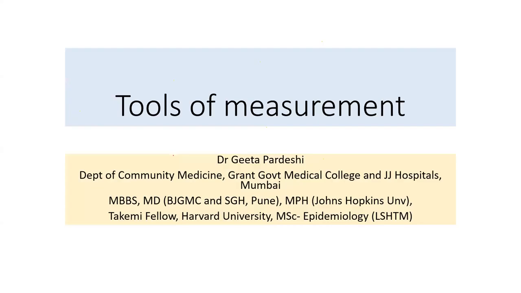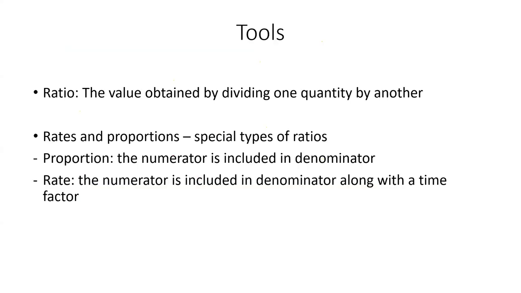Then I'm going to look at tools of measurement, which usually comes before frequency measurement. But in tools, there is a very small thing which we'll quickly brush up. We all know that there is ratio, there is proportion, and there is rate. Whenever you divide one value by the other, there is a little confusion here, so I'm just touching upon these concepts. Whenever you divide one quantity by another, that is a ratio. And rates and proportions are special types of ratios.